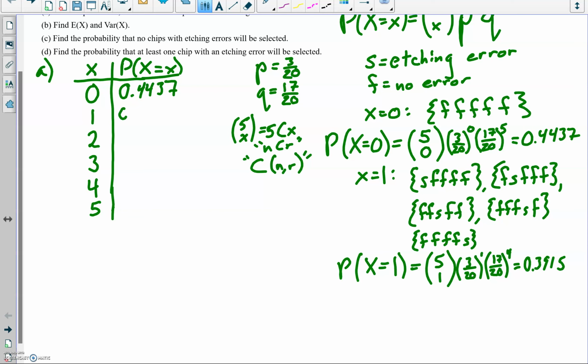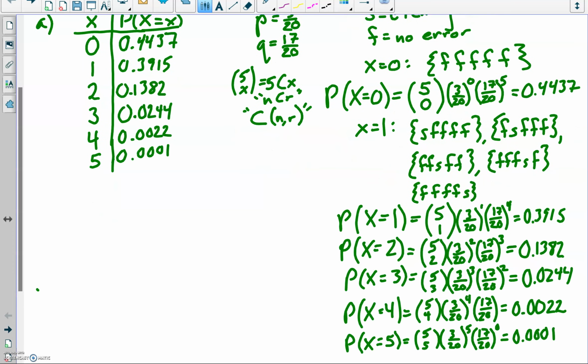Okay, so 0.3915. And I'm going to go ahead and just work through the rest and get those values. In getting those values over here on the right, you're just continually filling in the formula by increasing the value of the x. And you can see then in filling in the table, you get to the 4 and the 5. Those probabilities are so small, not really an issue.